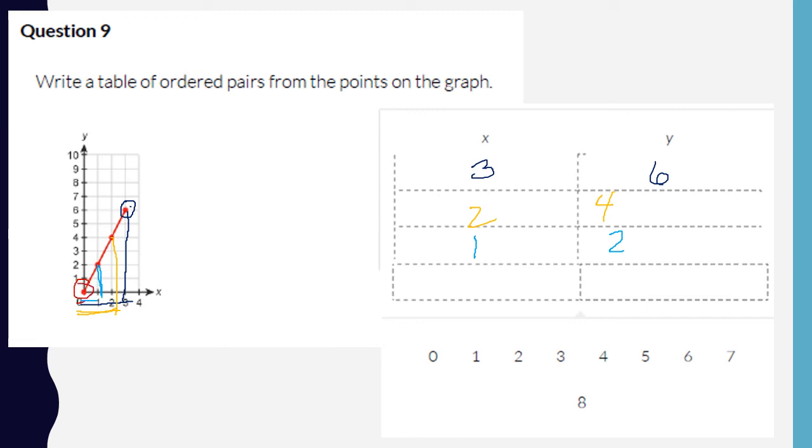Now my last point is right here in the corner. Okay, I didn't have to go right or left any. I stayed at 0. And I didn't have to go up or down any. I stayed at 0. So those are my 4 ordered pairs, and you could have listed them any way in this table as long as they're all there. So hopefully that will help on that one.